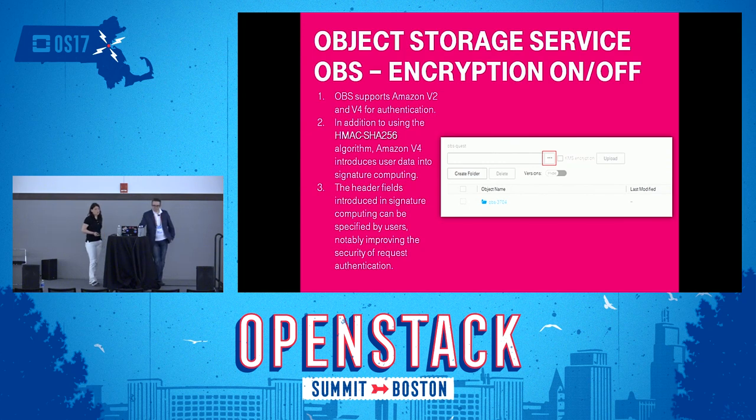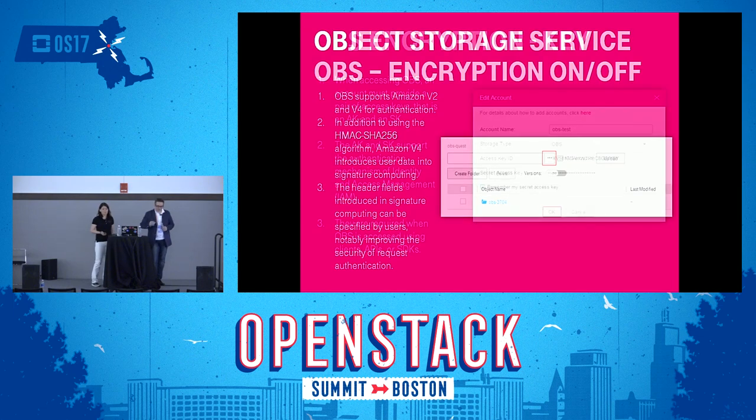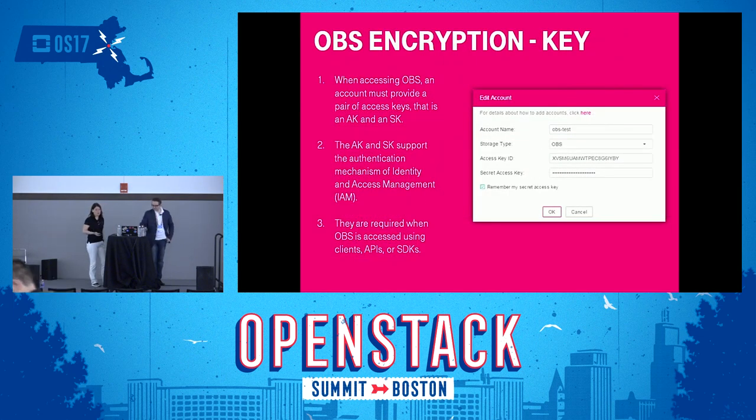For the object storage, Amazon introduced an algorithm to encrypt the data, and we have also implemented that on our cloud. So the OBS encryption is one of the features we do offer, and customers can use it. The next slide just shows how to access the object storage and how to work with the encryption keys. You have your account name, an access key, and a secret access key. So I think that's a well-known, straightforward thing.